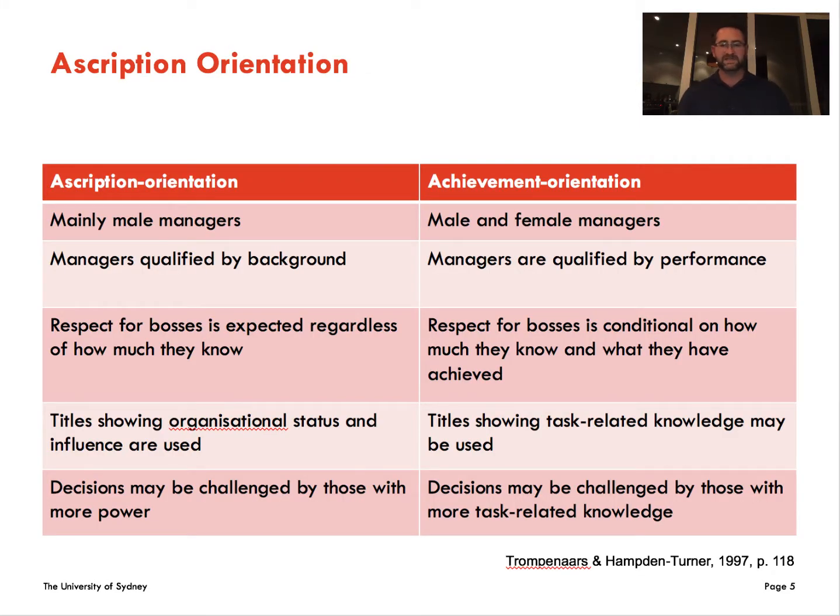So let's look at Trompenaars and Hampden-Turner. You might remember those names from the last slide deck. They talked about ascription-oriented versus achievement-oriented. Ascription-oriented environments tend to have male managers, and people tend to be qualified by their background. You're supposed to respect a boss regardless of whether they know everything, regardless of whether they know the right things. And status, particularly symbols of status, are very important. Decisions are challenged by those with more power, not necessarily more knowledge.